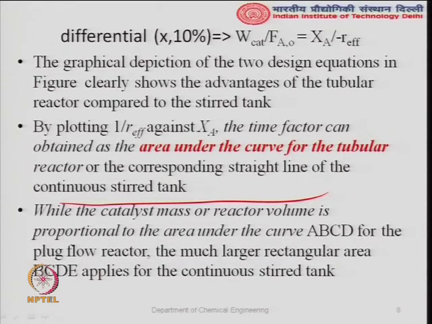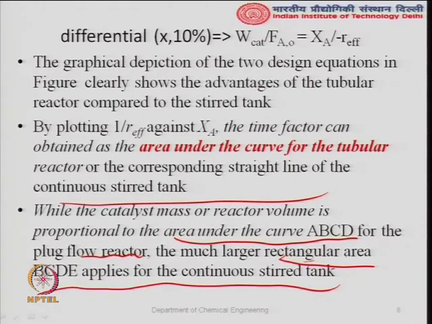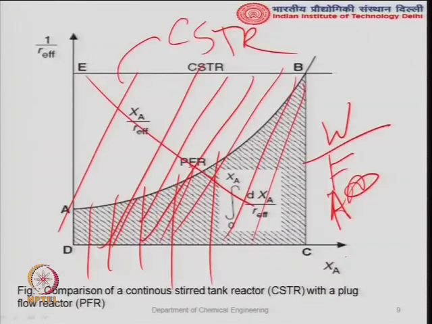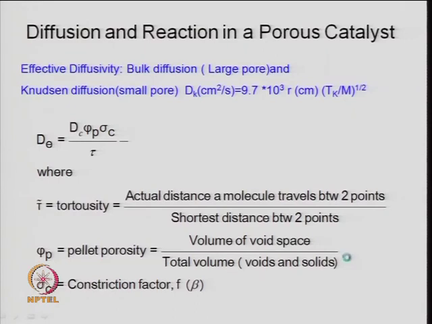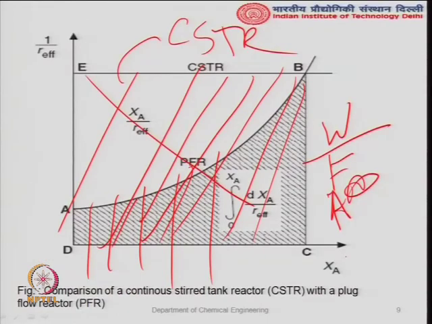So, this is important: the catalyst mass or reactor volume is proportional to the area under the curve for the plug flow reactor, that is the integration from 0 to X_A of dX upon minus r_A. The much larger rectangular area BCD applies to a CSTR tank. So, the volume is larger, or the mass of the catalyst required for a given conversion is high. So, this is basically reactor design based on your kinetic expression.